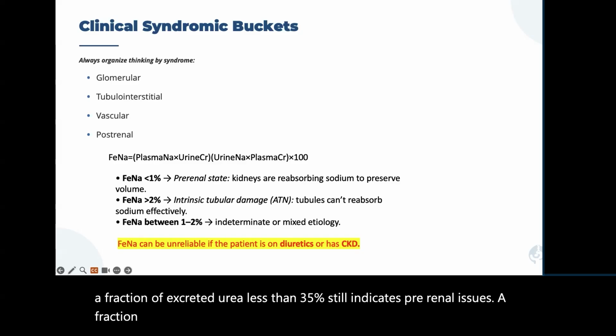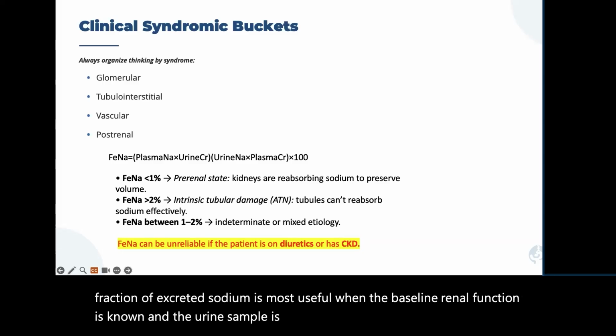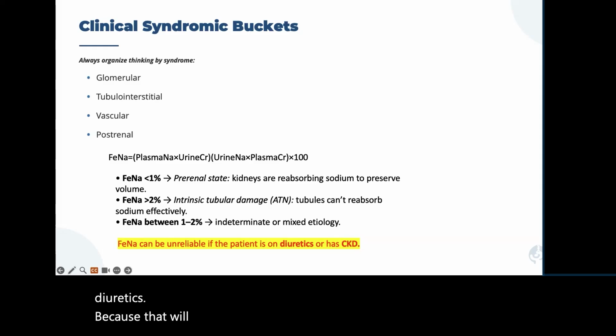Fraction of excreted sodium is most useful when the baseline renal function is known and the urine sample is collected before you give them fluids or diuretics, because that will affect it. You could dilute them and then also falsely make it low.